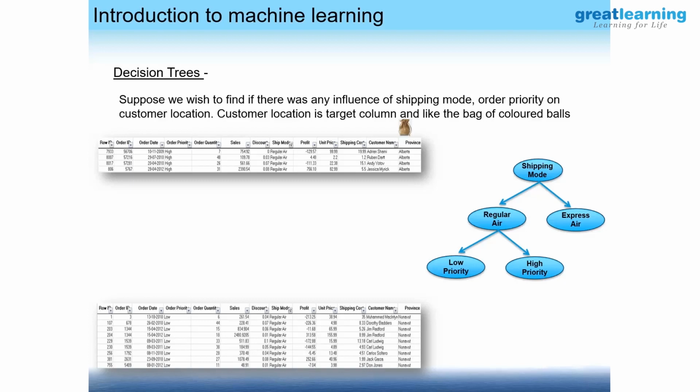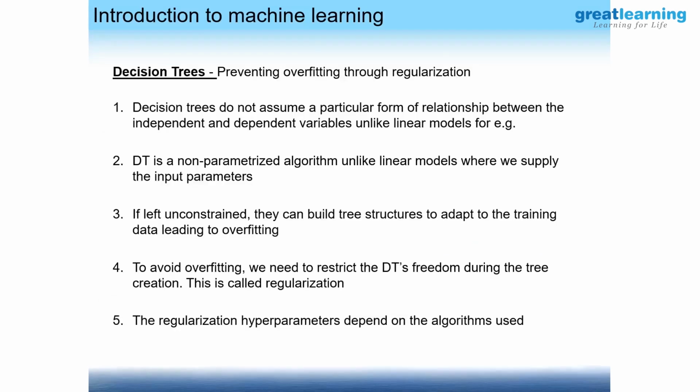That is why, whichever algorithm you use, you have to make sure that your sample is as good a representation as possible. And one of the algorithms which is very sensitive to these differences between sample and the universe is this: preventing overfitting through regularization. This is a very important concept that you will have to be aware of when you're using decision trees.